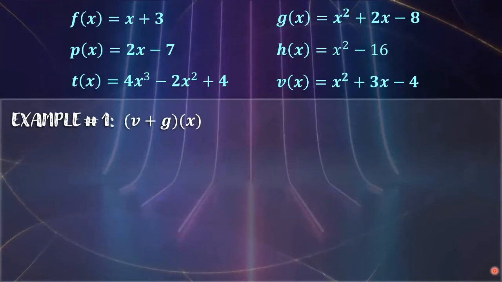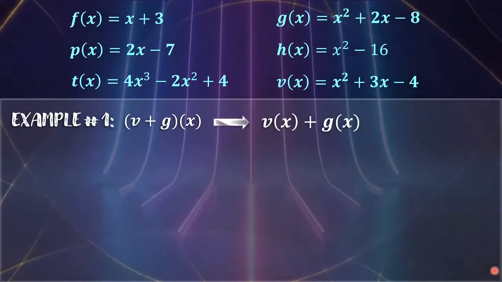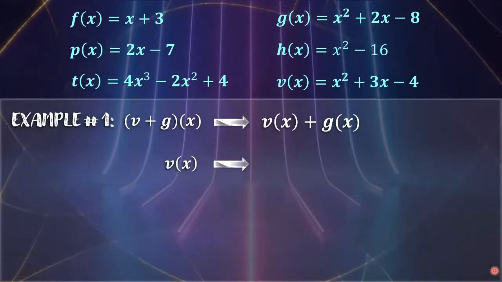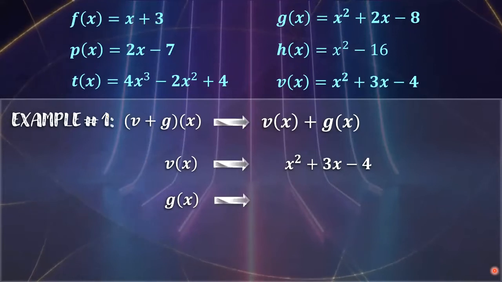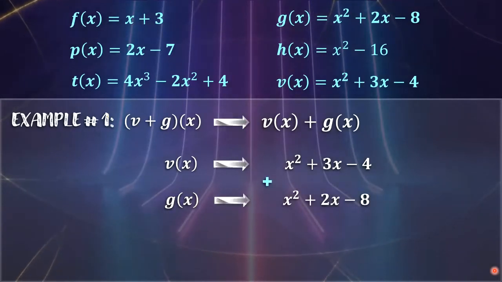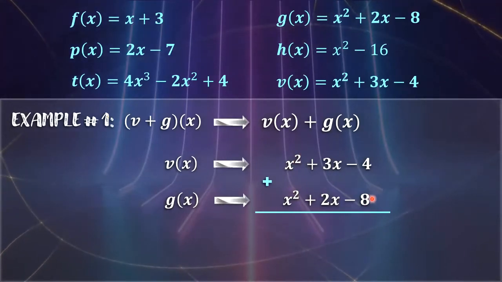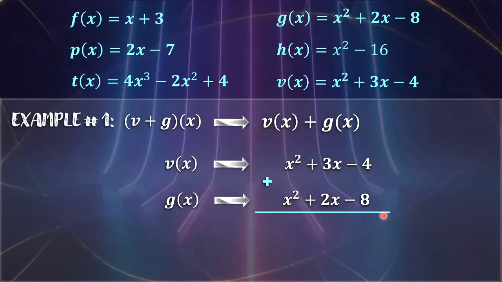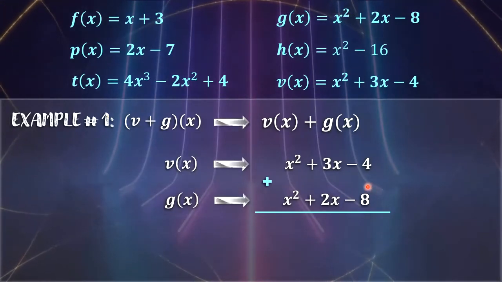First example, we have here the given, and we are asked to solve for the sum of v of x and g of x. Identify the value of v of x, that's x squared plus 3x minus 4. And for g of x, that's x squared plus 2x minus 8. Next process would be to combine these two functions. Combination means it's either addition or subtraction depending on the sign of the terms.